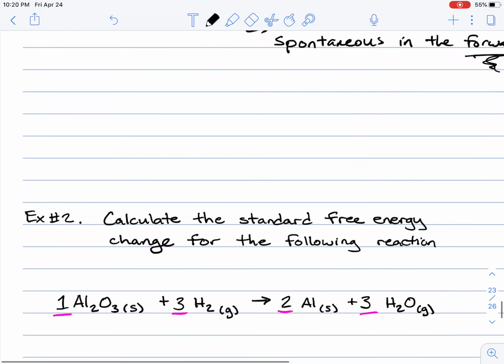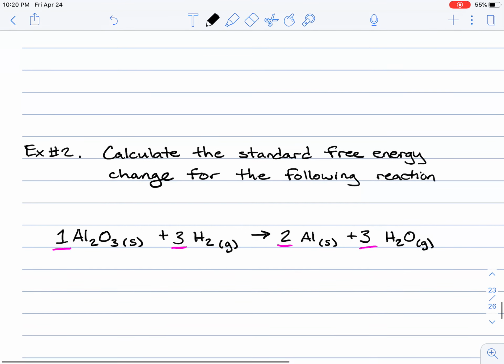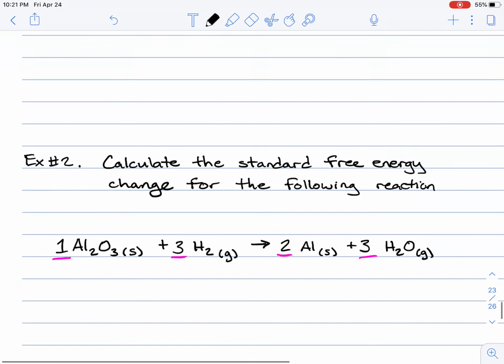All right. So let's go ahead and take a look at this next example. Here we're going to calculate the standard free energy change for the following reaction. And so this is a chemical reaction that we've seen once before in a previous lecture video. So we have aluminum oxide that's being reduced with 3 moles of hydrogen gas to produce aluminum and water, water vapor specifically. And so if this is the question that I ask you on an exam, for instance, what would you do, right? I mean, this is the only piece of information that I give you on the exam. What would you do?